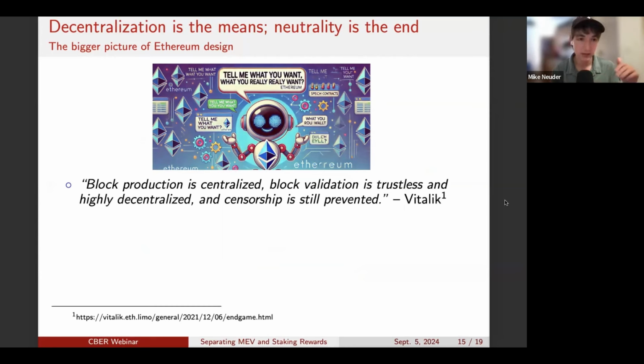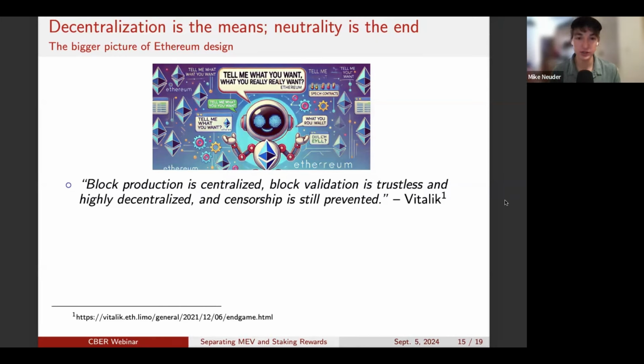So I titled this section, Decentralization is the Means, Neutrality is the End, because really all of these design decisions are around preserving decentralization. And in my mind, the core reason for doing that is to preserve the neutrality of the chain. This quote from Vitalik is from his Endgame, which he wrote in 2021. It's a classic article, but his idea, kind of him looking forward into the future and what he predicts, is that block production is centralized, block validation is trustless and highly decentralized, and censorship is still prevented.